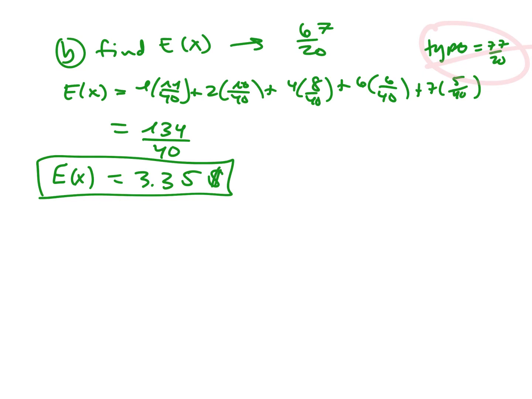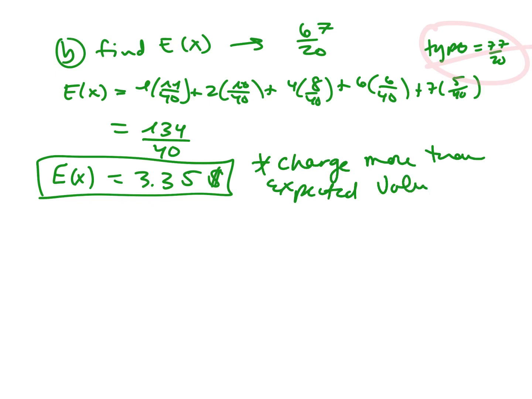What that means is that if you're trying to make money, you should charge more than the expected value, right? So if I charge $3, and my expected value is $3.35, then I'm going to lose money on this game. So to be safe, this is like a corporation writing this problem. Charge $4.